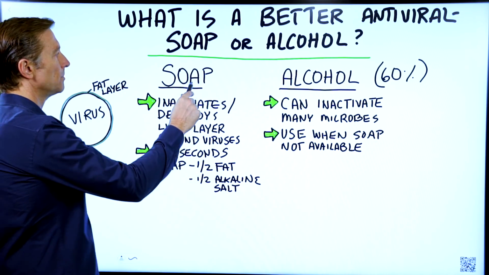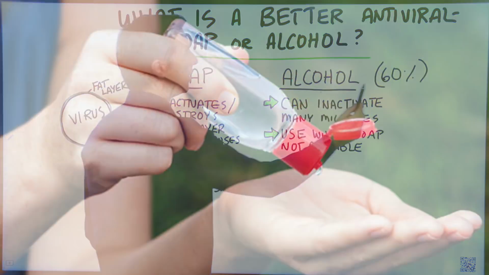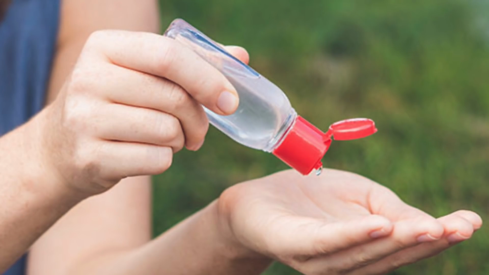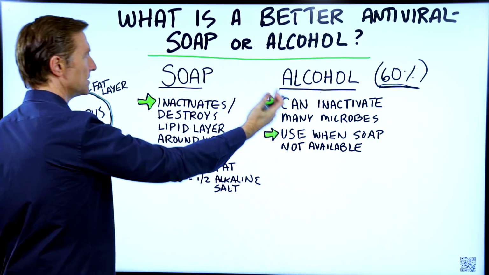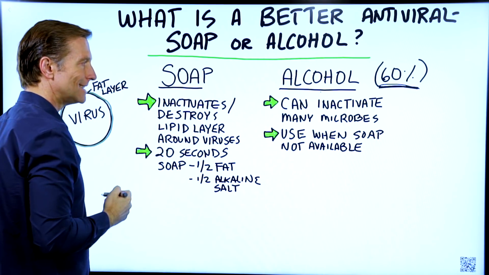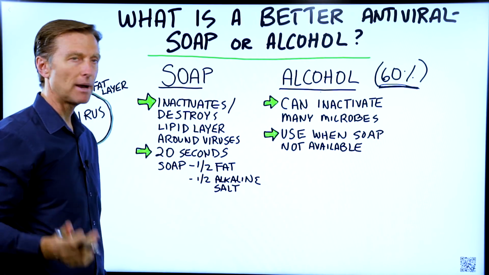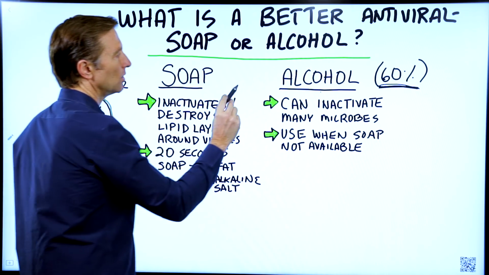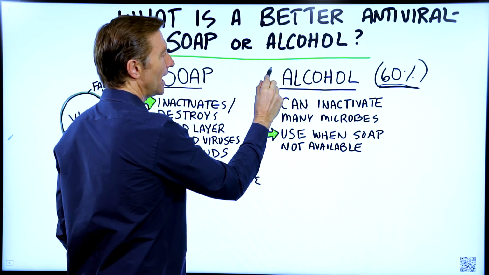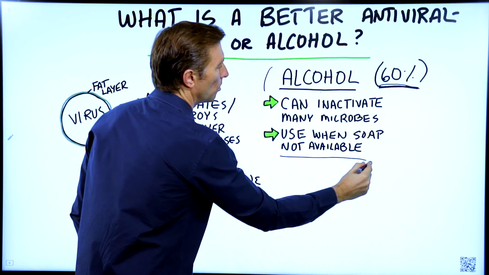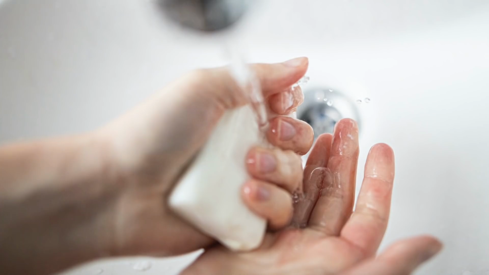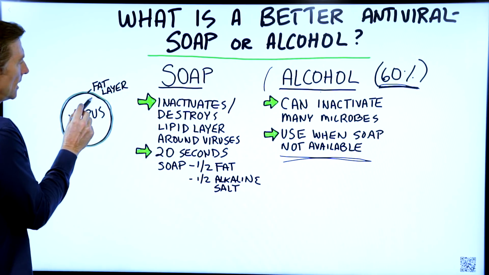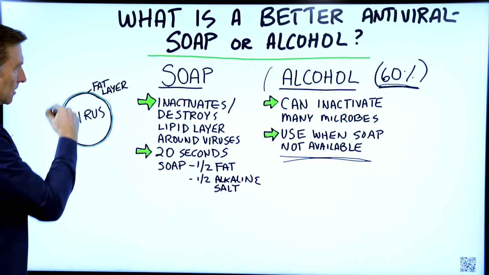So when we compare using soap and alcohol, and I'm talking 60% of it being alcohol, there's some differences here. Alcohol can definitely help inactivate many different microbes, including viruses, okay? But I only recommend using an alcohol gel if you don't have soap available. Why? Because soap is much, much more effective, simply because a virus has a fat layer as its envelope.